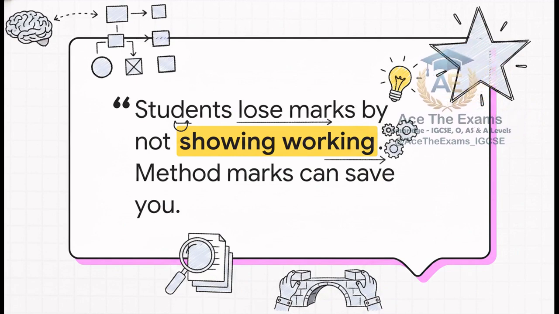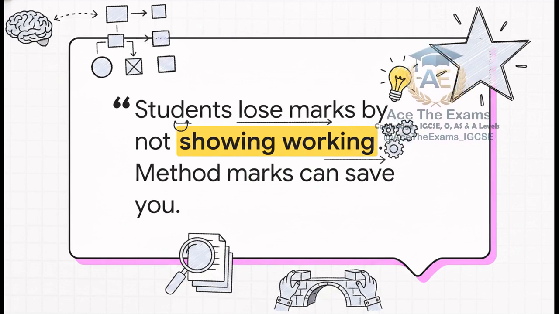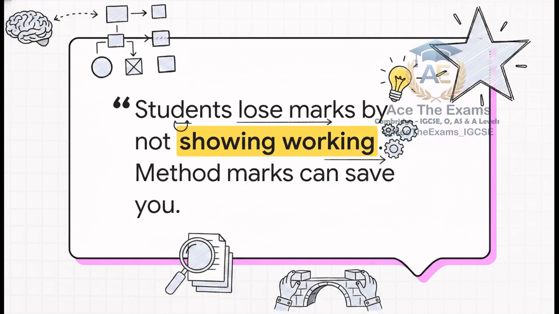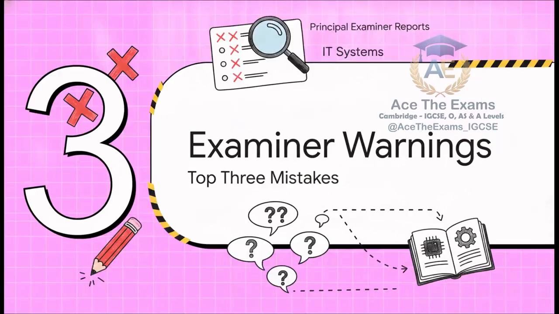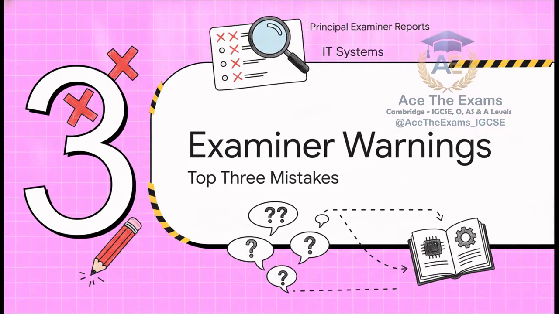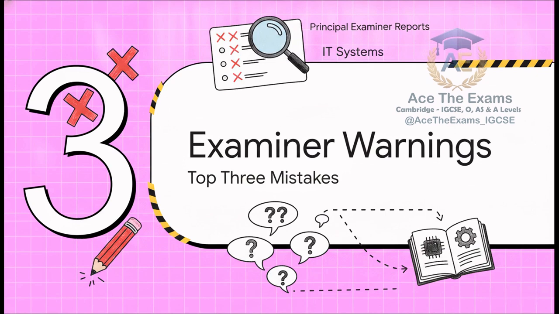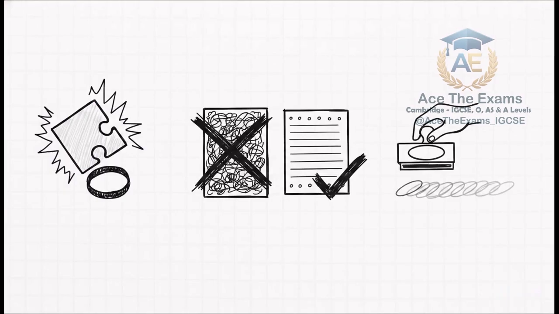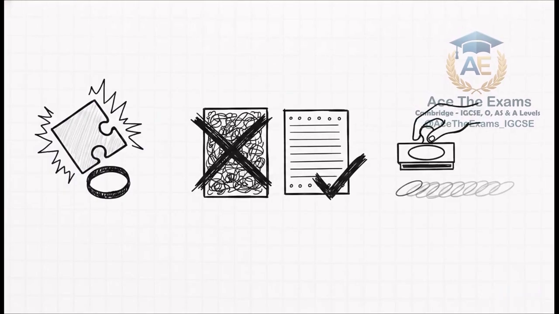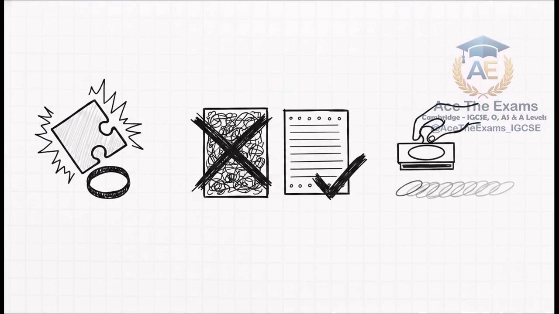Even if your ultimate software recommendation is technically off base, if your logical process was sound and you wrote it down, the examiner can and will award you method marks. Which brings us nicely to Section 3, the top 3 examiner warnings. Let's look at exactly where people are bleeding easy points, pulled straight from the examiner reports.